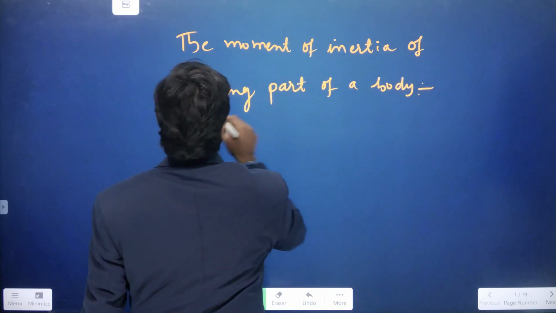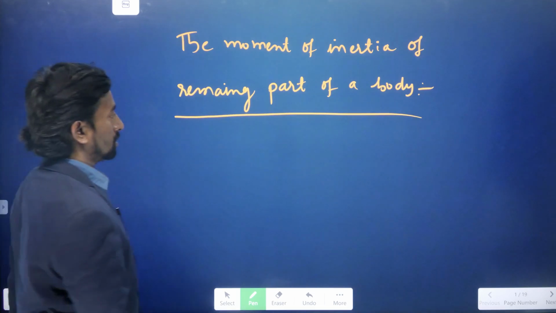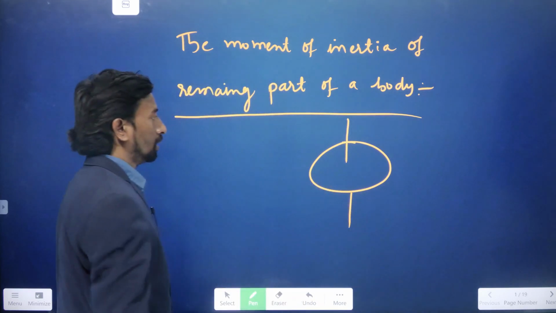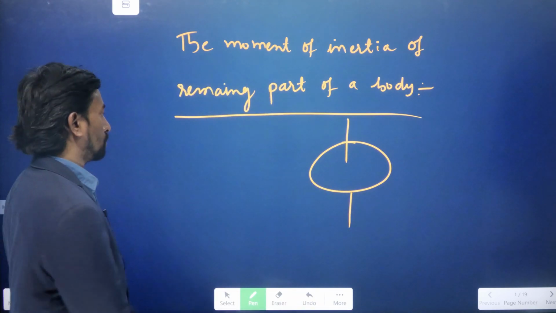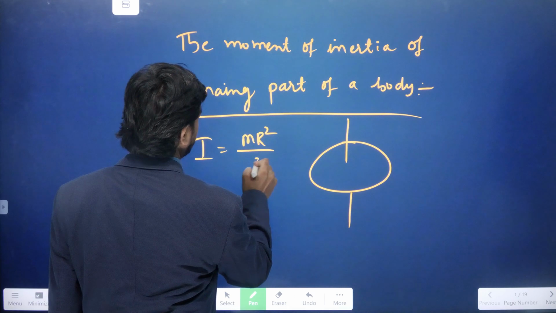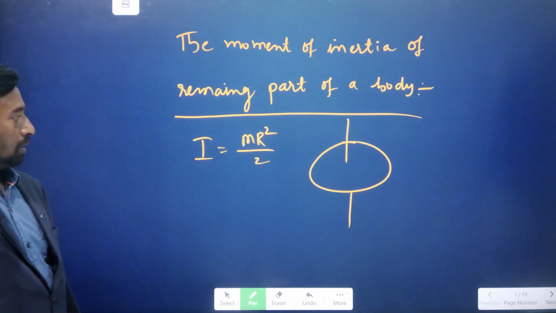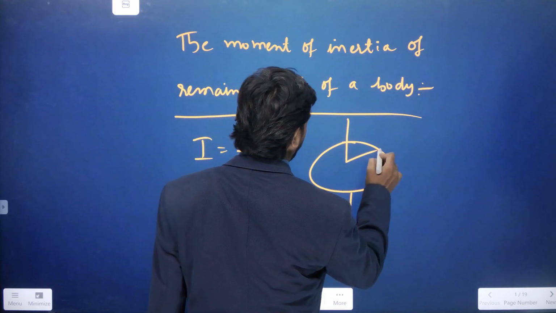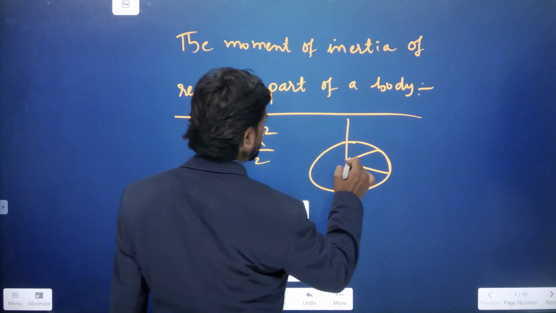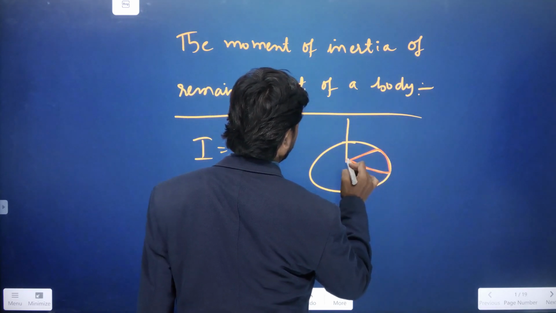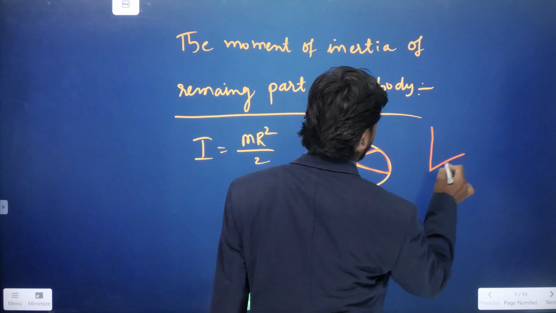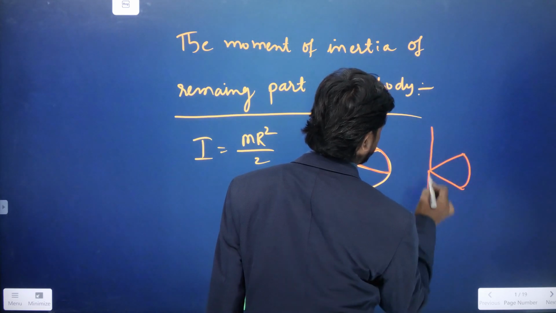See here, we'll take some example. Suppose you take a disc. The moment of inertia of the disc about the axis passing through its center and perpendicular to the plane is MR square by 2. Suppose a certain amount of mass of the disc has been removed. This part has been removed, and now the disc becomes like this.